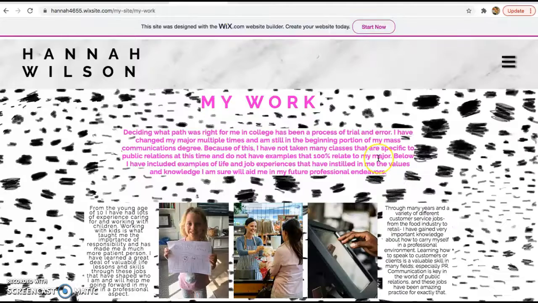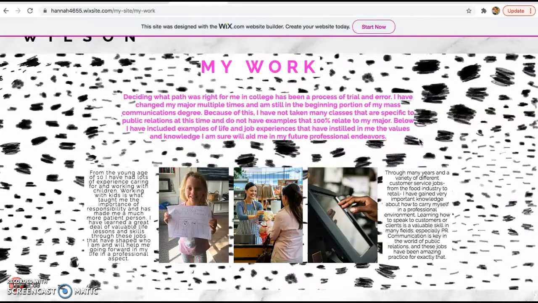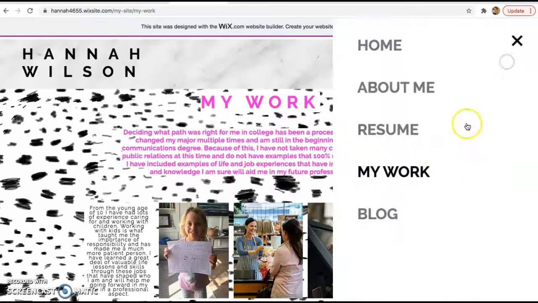And then second to last, we have my work tab, which for this tab, it was a little bit harder for me to figure out what to put on here because I am not an education major and I've switched my major a few times, so I'm still at the beginning of my public relations degree and I don't really have any work that's specific to that yet. I'm still doing mass communications classes, but instead I decided to insert some pictures that represented the past work I've done and the little girl I nanny over here, and then a little paragraph saying some valuable lessons and skills that I've learned from having those experiences.